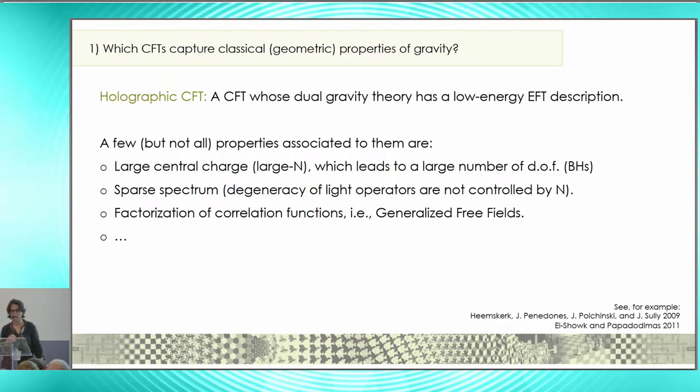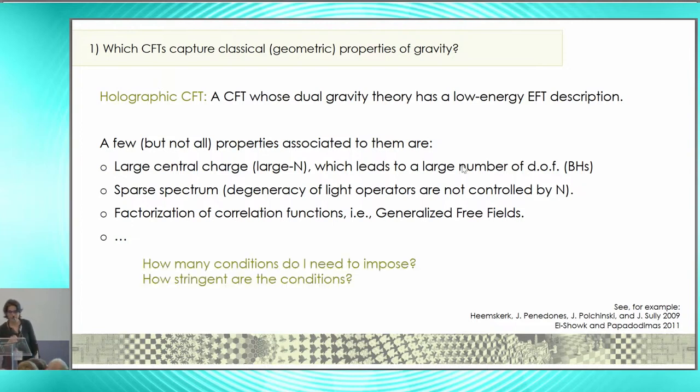And there are more properties that you might associate. But something that I think should be very much recognized in the community is that there's a reason why I didn't write a full list. These are things that we know happen in examples. We know that they're important, but I don't know if these are sufficient conditions or if they're merely necessary. And how stringent are the conditions? Maybe if I impose a couple of them, I will already get the other ones for free, or not. So the interplay between these conditions is not fully understood.